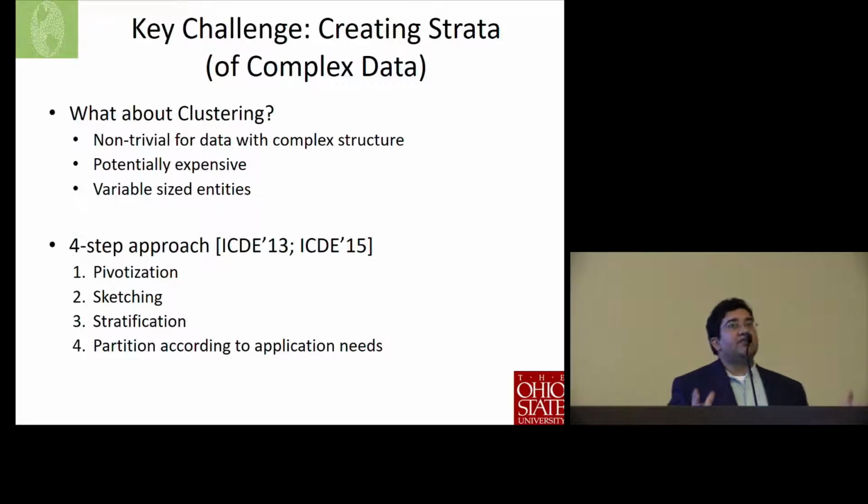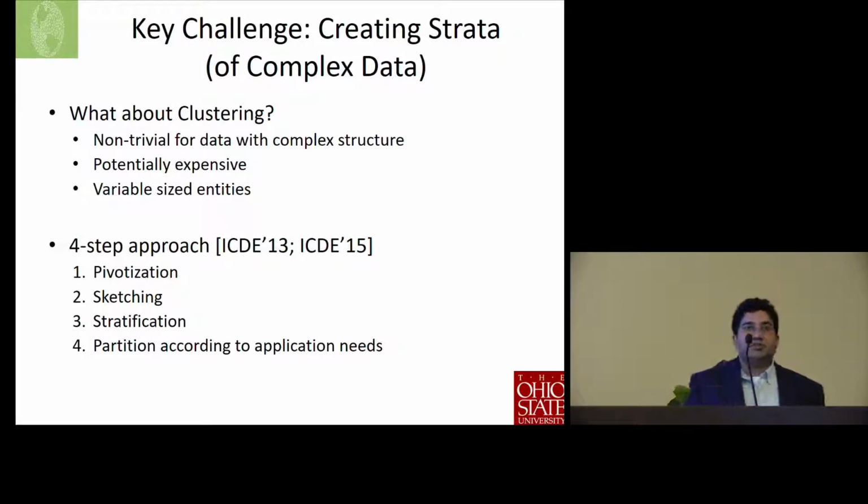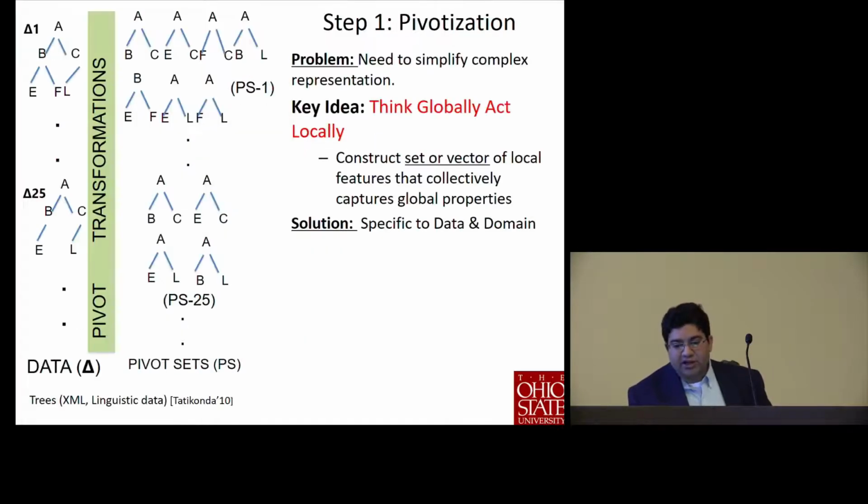And then once we have the strata, the question boils down to partitioning and placement, and we'll talk about different applications having different requirements here. So I'm going to go into each of these steps in more detail now.